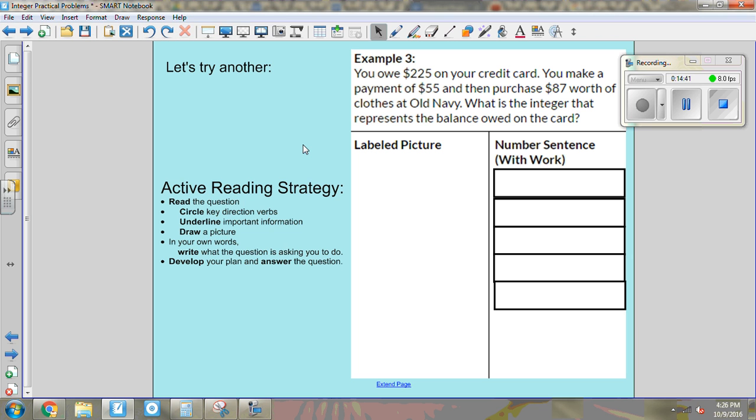So I've read the question, now I'm ready to circle those key direction verbs. This owing tells me important information. Owing money is one of those verbs that we talked about, those vocabulary words that are very important in this unit. Then I also have that I am making a payment, and I'm just going to circle payment for that. That payment tells me that I am paying money off of that card. And then I am also making a purchase, which is another keyword. And then I'm looking for the integer that represents the balance owed on the card.